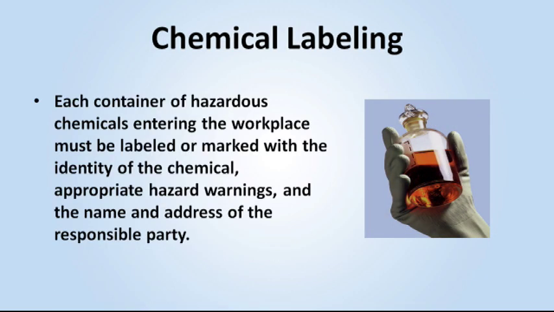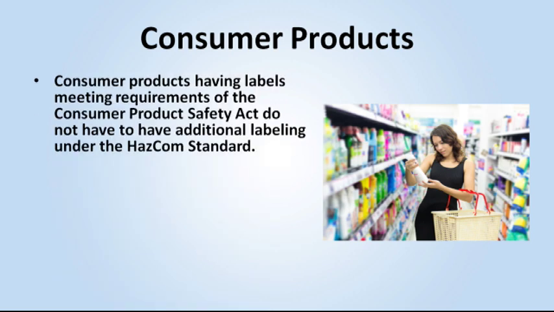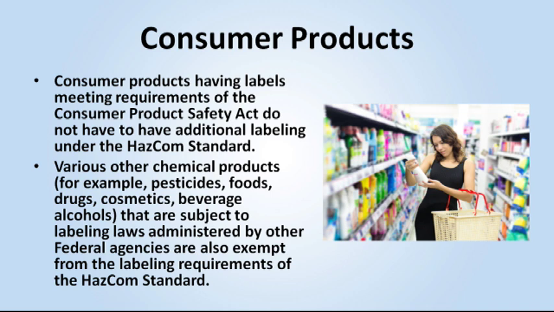Each container of hazardous chemicals entering the workplace must be labeled or marked with the identity of the chemical, appropriate hazard warnings, and the name and address of the responsible party. Consumer products having labels meeting requirements of the Consumer Product Safety Act do not have to have additional labeling under the HazCom standard. Various other chemical products, for example, pesticides, foods, drugs, cosmetics, beverage alcohols, that are subject to labeling laws administered by other federal agencies are also exempt from the labeling requirements of the HazCom standard.